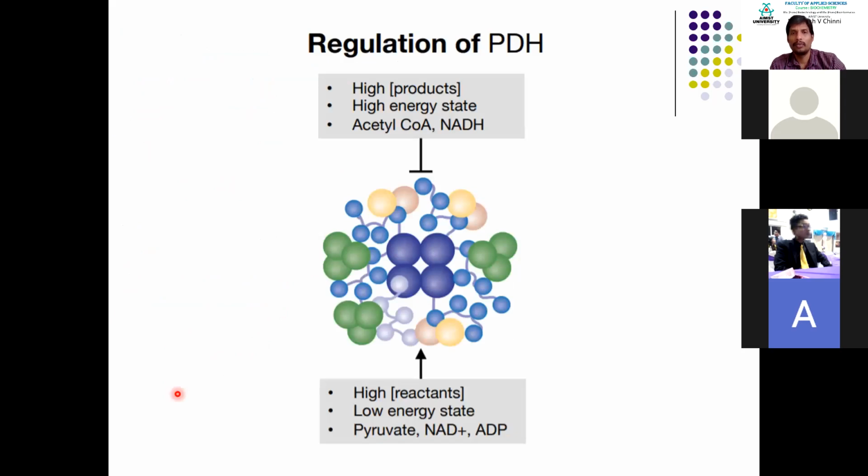And regulation, we have seen that the high energy state, or high acetyl coenzyme A, or high NADH, this symbol indicates the inhibition. So it will inhibit the pyruvate dehydrogenase. High reactants like glucose or pyruvate in the cell, or a low energy state of the cell, or high NAD, or high ADP, will activate it. So the arrow shows the activation.